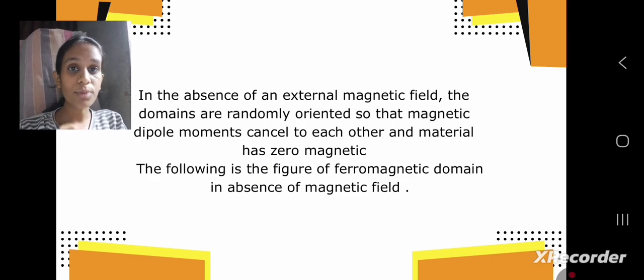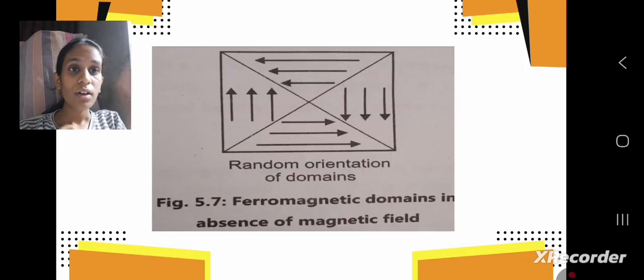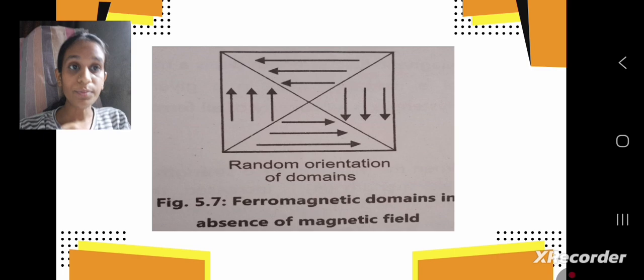The following is the figure of ferromagnetic domains in the absence of the magnetic field. This diagram shows the domains when no magnetic field is applied. They are all in opposite directions, so we can see that the upward and downward domains cancel each other, the left and right domains cancel each other, and their net magnetization is zero. This is the representation of the domains in the absence of an external magnetic field.